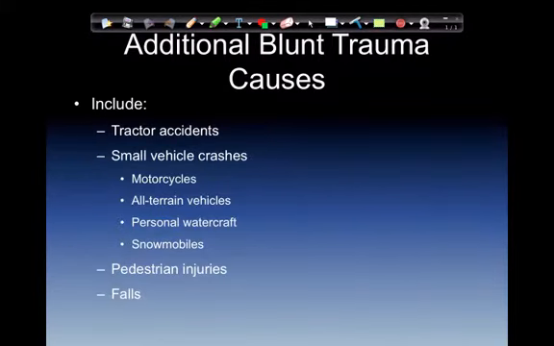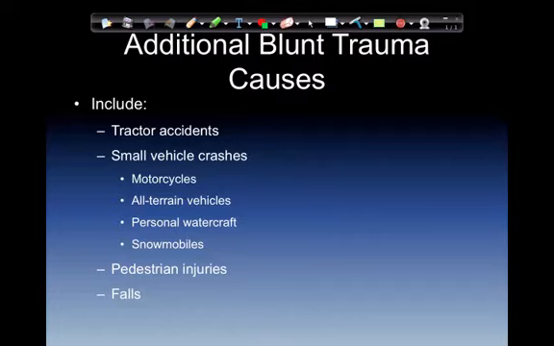Additional blunt trauma causes: tractor accidents, high center of gravity and high risk for overturning. Small vehicle crashes like motorcycles are affected by the same type of impact as occurs in automobile collisions, only the person is not protected by anything. All-terrain vehicles, three-wheelers, have a high center of gravity and are prone to rollovers. Personal watercraft injury patterns are similar to motorcycle injuries. Snowmobile injuries are similar to those linked with all-terrain vehicles.